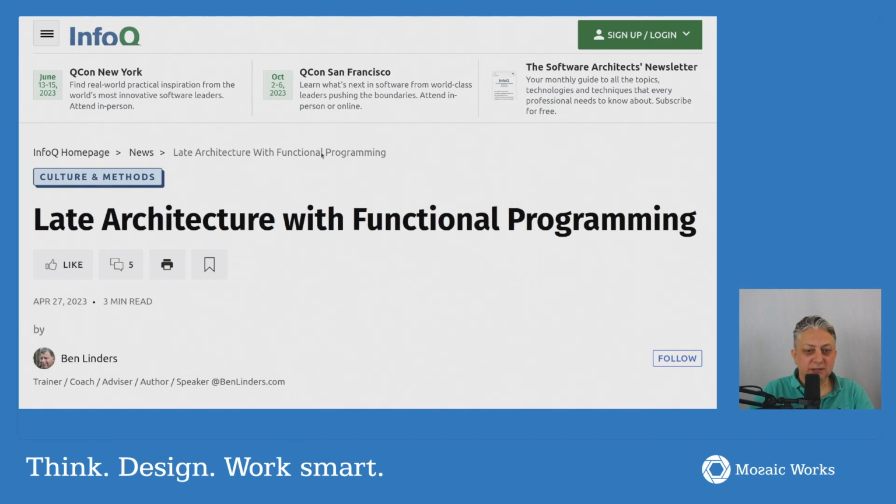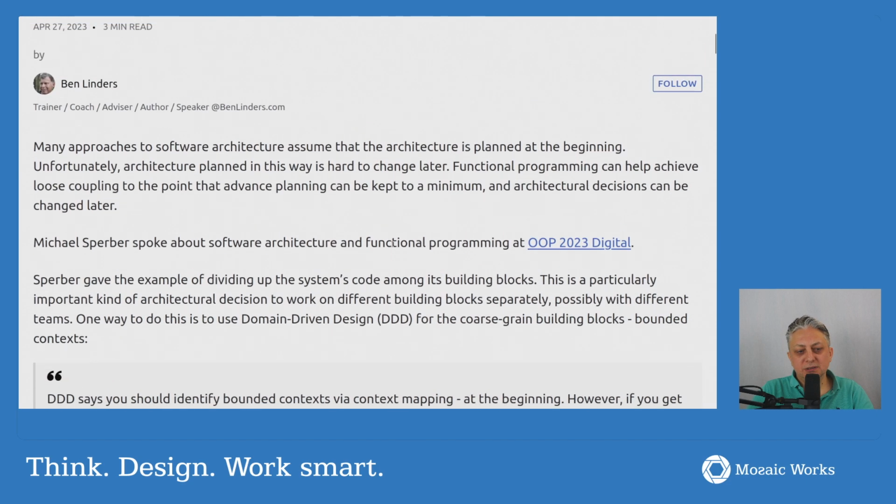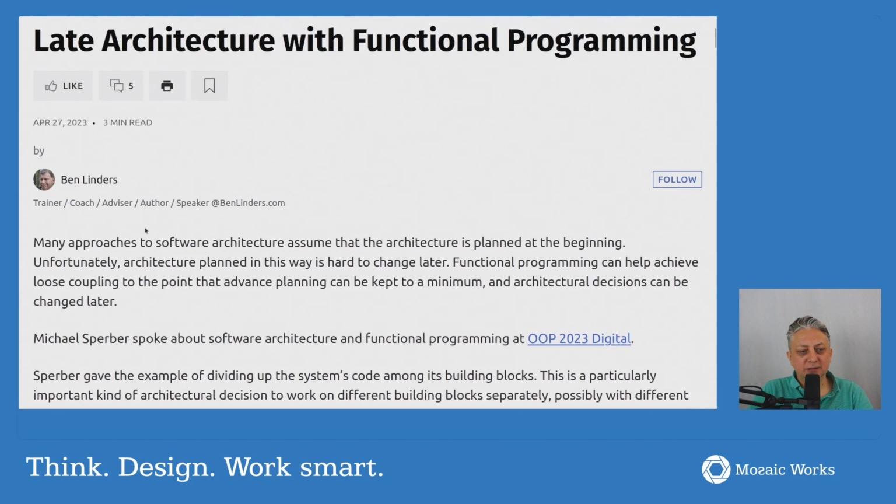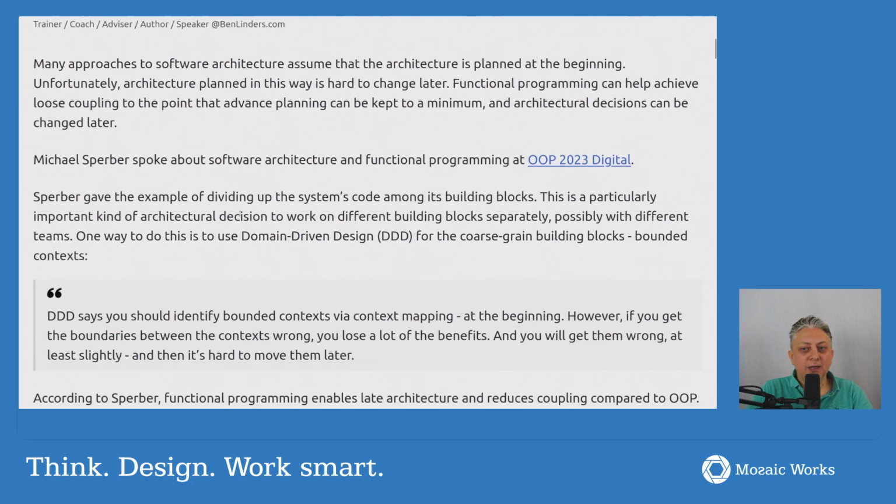First of all, this is the InfoQ article, Late Architecture with Functional Programming. This is a mix of a conversation, an interview, and a summary of a talk given by Michael Sperber, I think. I hope I'm pronouncing this name right. And the article is written by Ben Linders, published on 27 April 2023, so not so long ago. And the conversation goes like this, and the article goes like this.